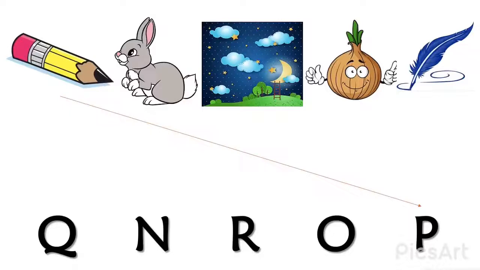Rabbit is starting with the letter R. Let's point at the letter R and click. Good. Next, night. Night is starting with the letter N. Let's point on letter N and click. Good.